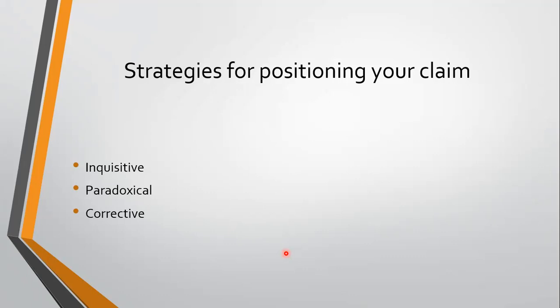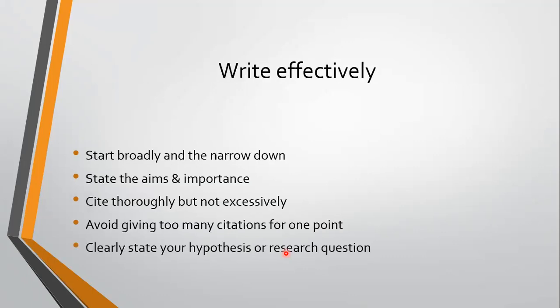Paradoxical is this says that plan A is better. Now I want to prove that plan B is better than plan A. That is paradoxical. Or corrective, whatever is there, if I add something to it, do I enhance the knowledge? That is corrective. So inquisitive, paradoxical, and corrective are strategies for framing your research question in the introduction, and that is where it is important. How do we write an introduction?